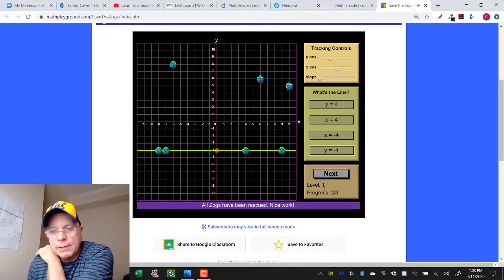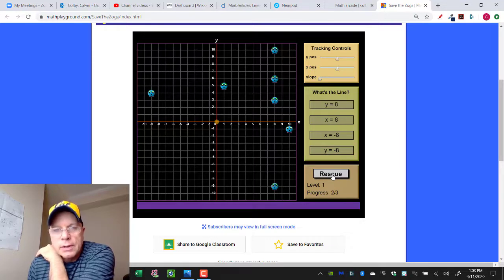See, I'm on level 1. I've done 2 of 3 screens on level 1. The next screen will move us to level 2. Alright, I see my Zogs right here, but they're not horizontal now, they're vertical.